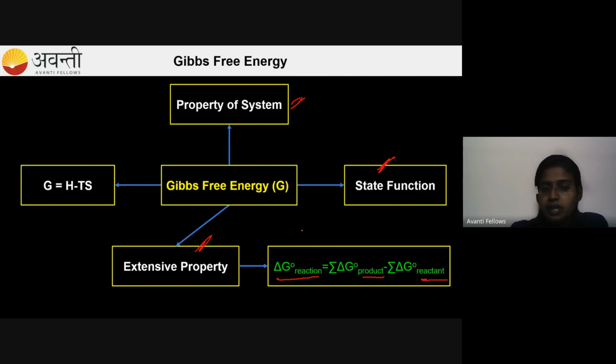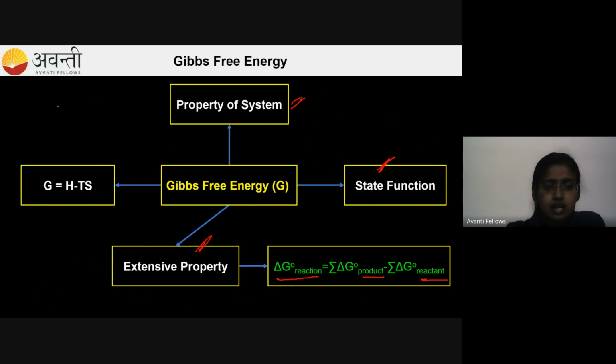Just read carefully where we have to do product minus reactant and where we have to do reactant minus product. So you should not get confused there. This is very easy, only if we apply the formula correctly. If we do it the other way around, it will fetch us the wrong answer. So you have to study the formulas very carefully.